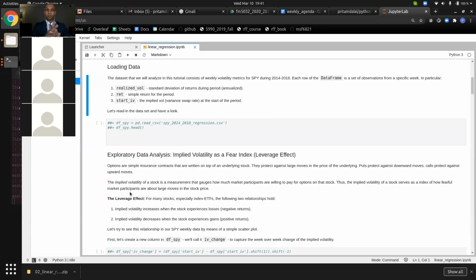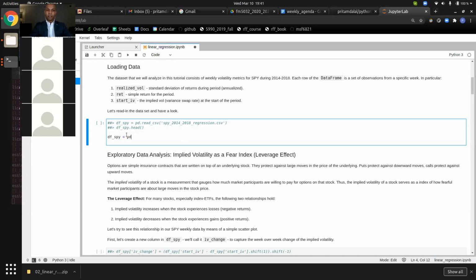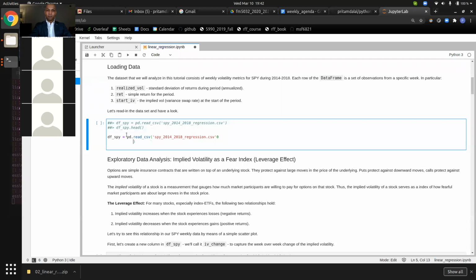So now we're going to load up the data set that we're going to need, and it's going to consist of a variety of weekly volatility metrics for SPY during the time period of 2014 through 2018. Each row of the data frame that we import is going to be a set of observations from a specific week. So let's go ahead and just read this in and then talk about what we've got here. df_SPY equals pd.read_csv SPY, then df_SPY.head.